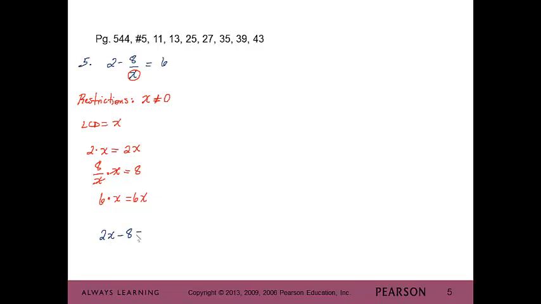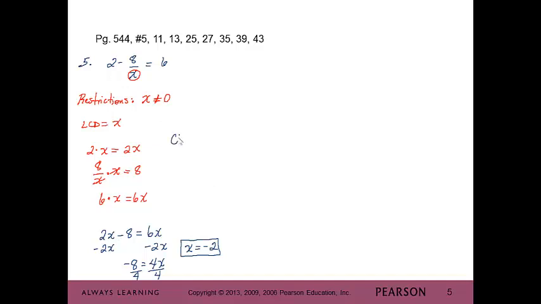minus 8 equals 6x. And then we're going to solve for our variable x by subtracting 2x on both sides. And we'll get negative 8 equals 4x. And then divide by 4 and divide by 4. And we'll end up with x equaling negative 2. Now, negative 2 was not part of our restriction, so it's okay to say this is our solution. We can further check it by plugging it back in.